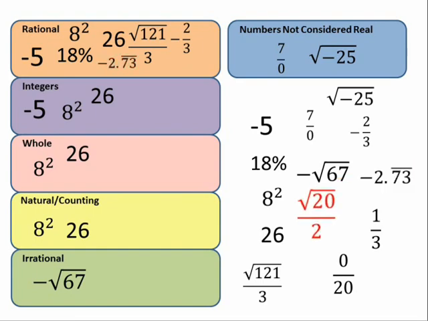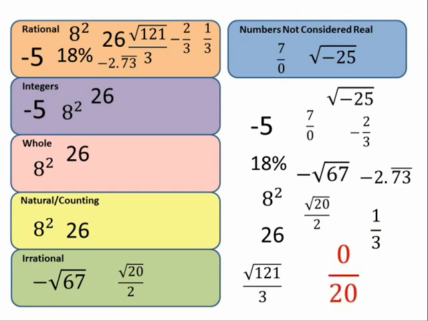Recall that any time you divide an irrational number by an integer, the result is also an irrational number. So the square root of 20 over 2 is irrational. 1/3. It is only classified as rational. And 0 over 20. Since 0 over 20 is really just 0, it can be classified as a whole number, an integer, and a rational number.